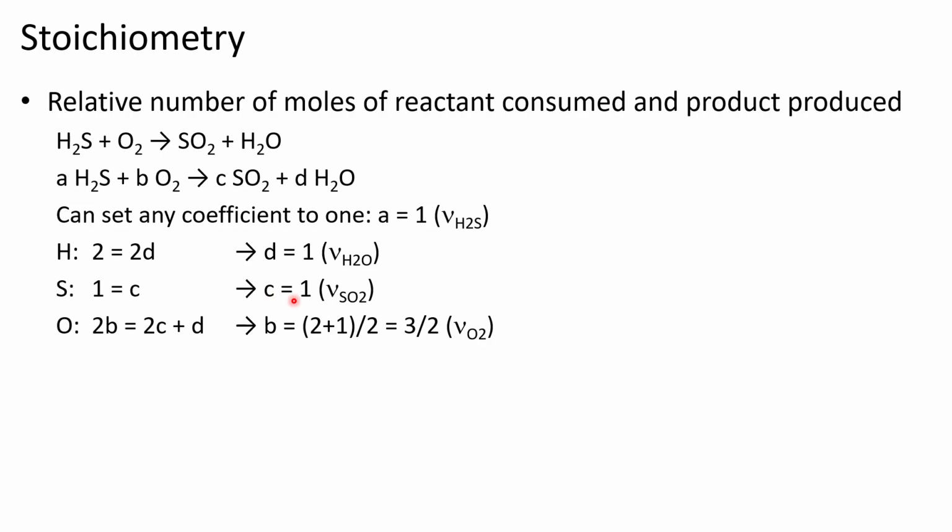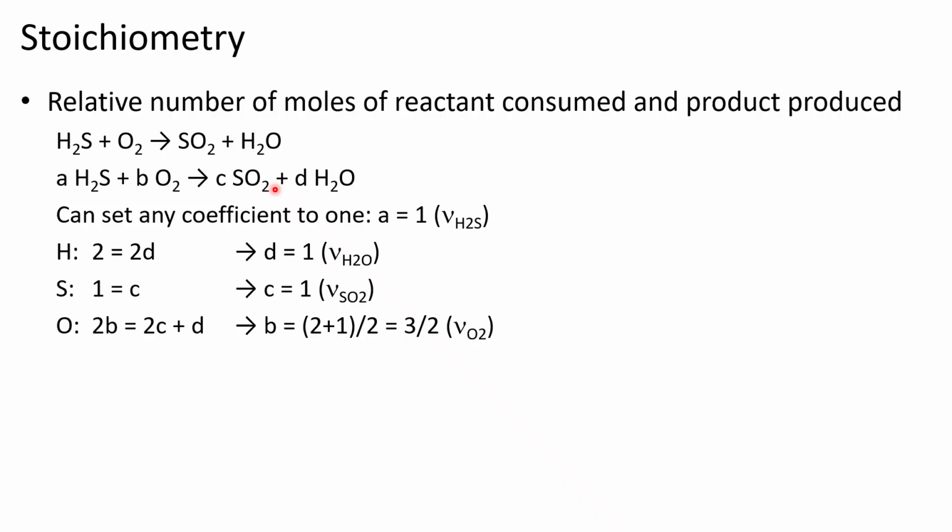Solving this trivial equation, we find that C is equal to 1, and that's the stoichiometric coefficient for sulfur dioxide. The balance we're going to do for oxygen is a little more complex. If we look at the left-hand side, for the reactants, there are 2 atoms of oxygen in each molecule of oxygen, and therefore the number of atoms that participate is going to be 2 times B, the stoichiometric coefficient for the oxygen molecule. We're going to set that equal to the oxygen that appears in the products.